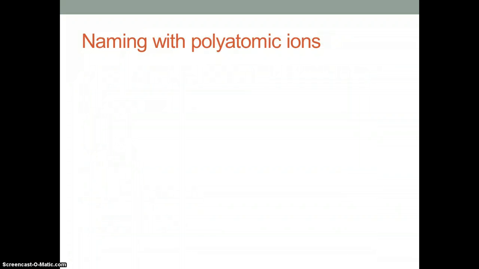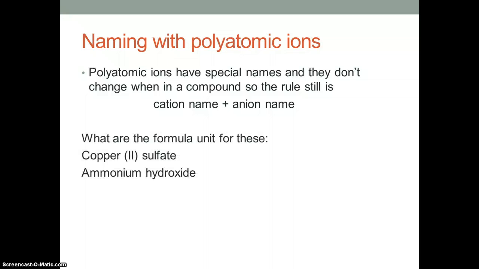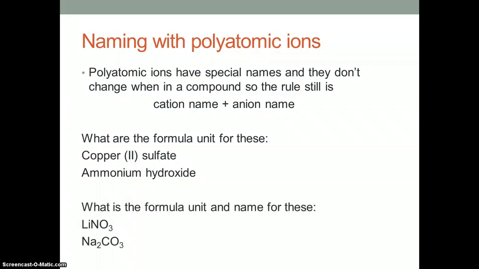So now for naming with polyatomic ions. Polyatomic ions have special names, so they don't change when in a compound, and the rule is still cation name plus the anion name. So you can practice writing what the formula unit is for these two compounds. These are the formula units, but write down their names. So pause here, and again, the answers are available on the PowerPoint key on the class site.